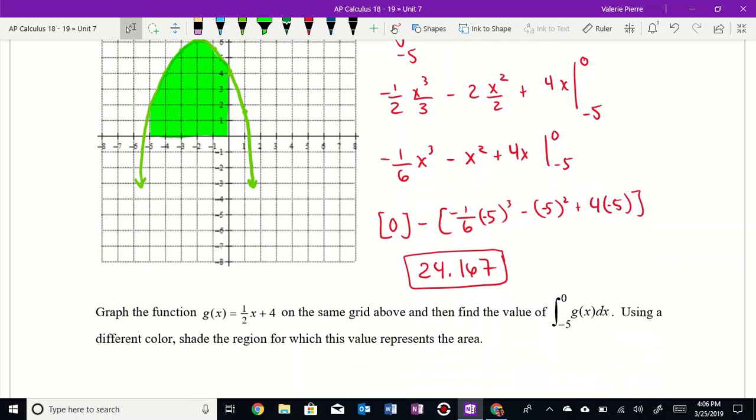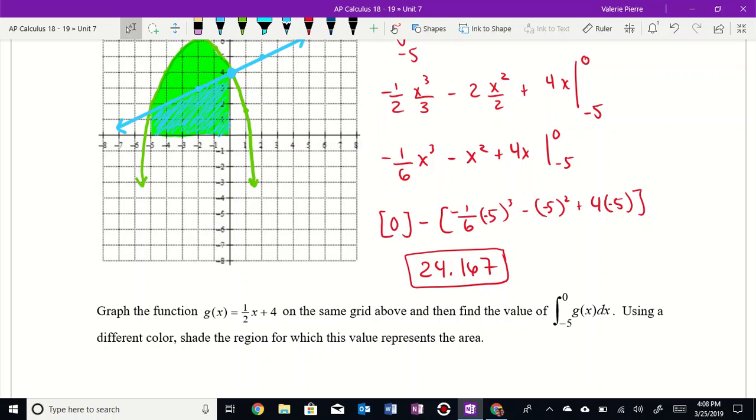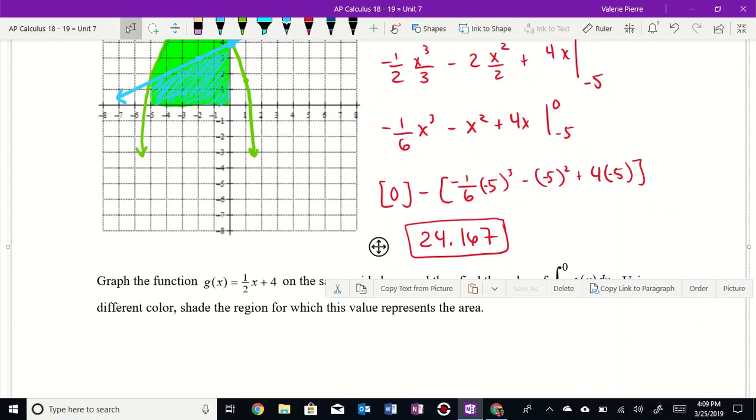Okay, so now we want to graph the function g of x equals 1/2 x plus 4 on the same grid above and find the value of the integral from negative 5 to 0 of g of x dx. Using a different color, we want to shade the region for which this value represents the area. So again, I'm going to do this off camera and bring you back once I finish. Okay, so now in blue we have the graph of g of x, and shaded in blue we have the definite integral from negative 5 to 0 of g of x dx.